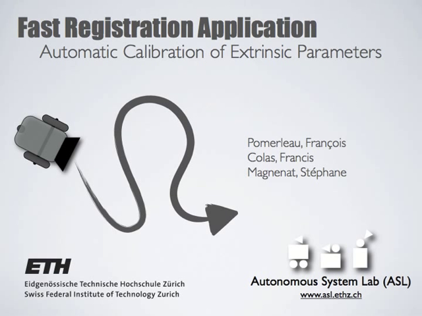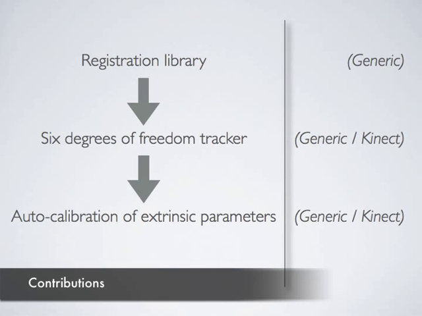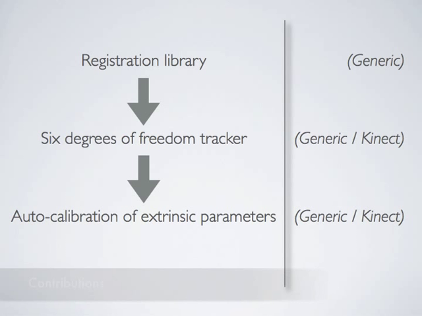This video presents an application to face registration in 3D, using the Kinect as the main sensor. First, we will introduce our generic registration library. Based on this library, we have built a pose tracker of the Kinect. Then, we present results on calibration of position and orientation of a Kinect mounted on a mobile robot.